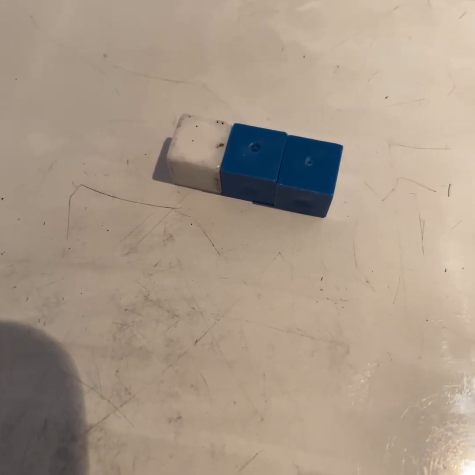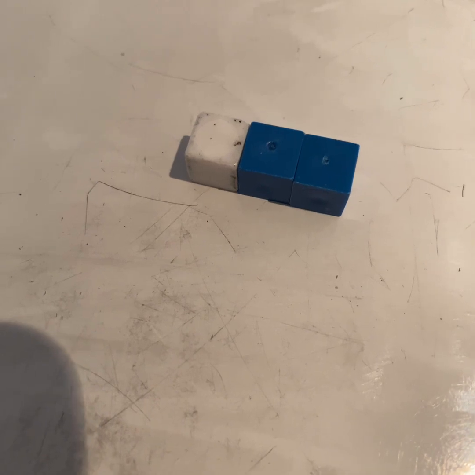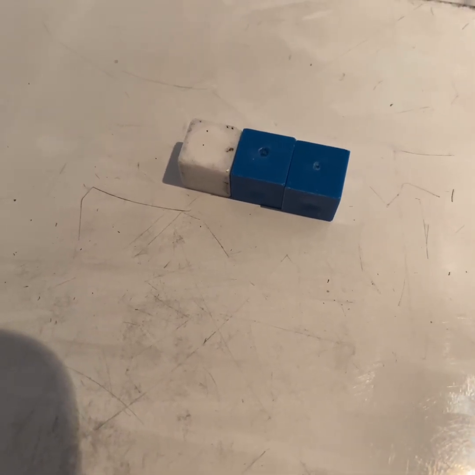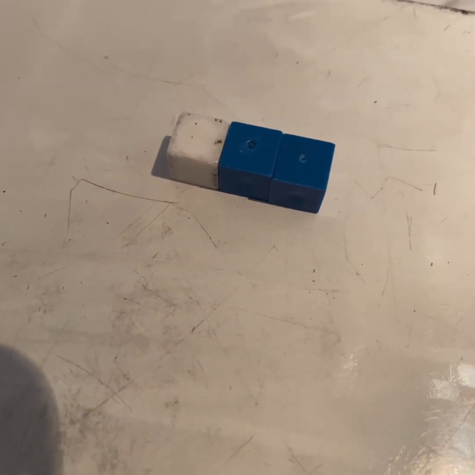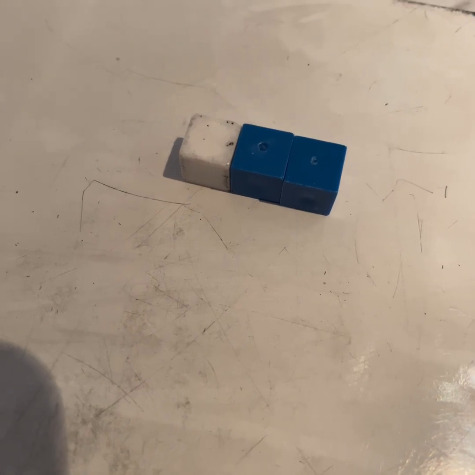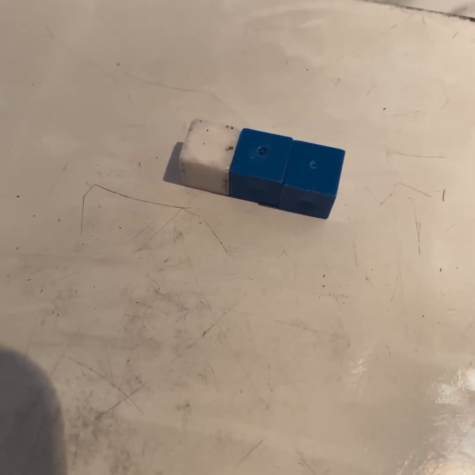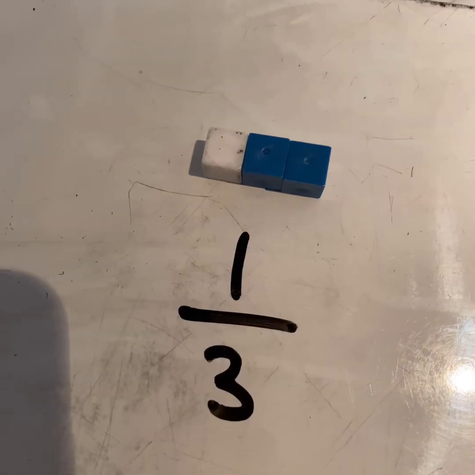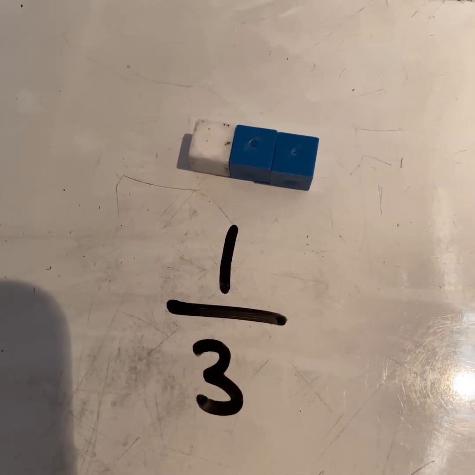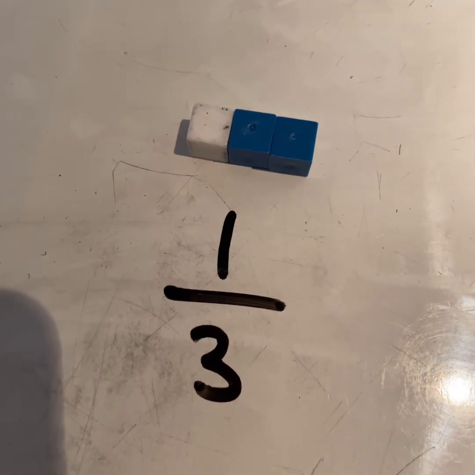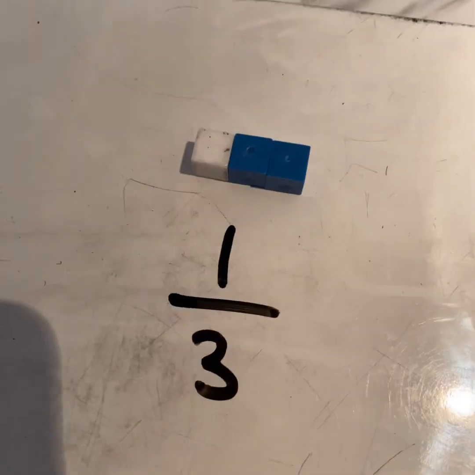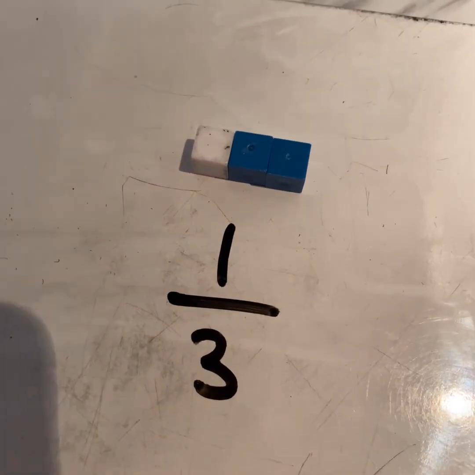Okay, what about this one? What fraction of the cubes are white? So you have to think, how many cubes are there all together? That number would go on the bottom. Then we think, how many are white? Did you get 1/3, what we call a third? Because there's 3 parts in the whole, and 1 part is white.